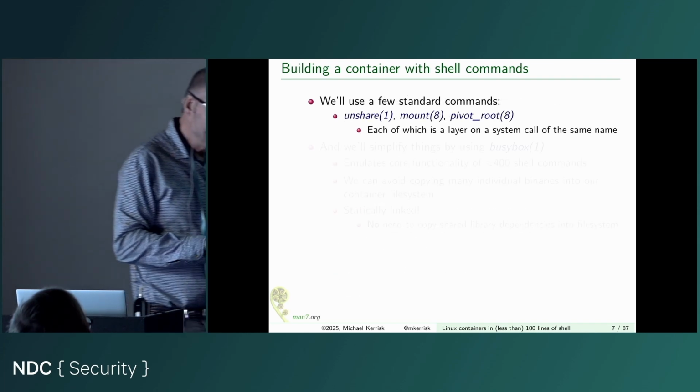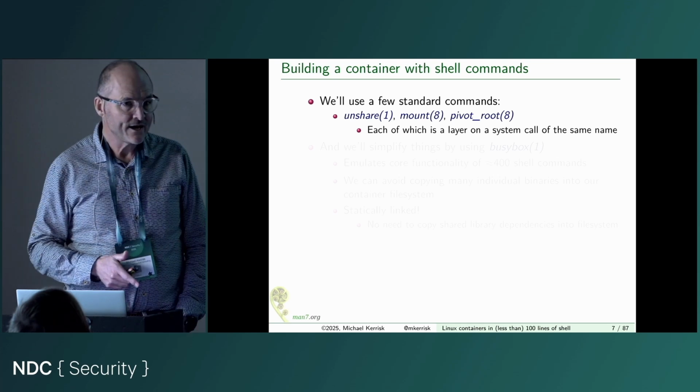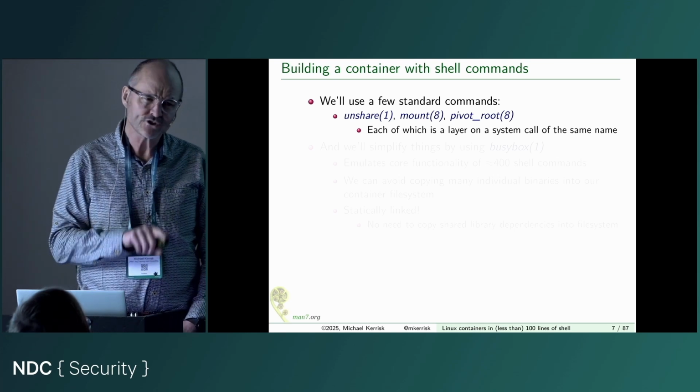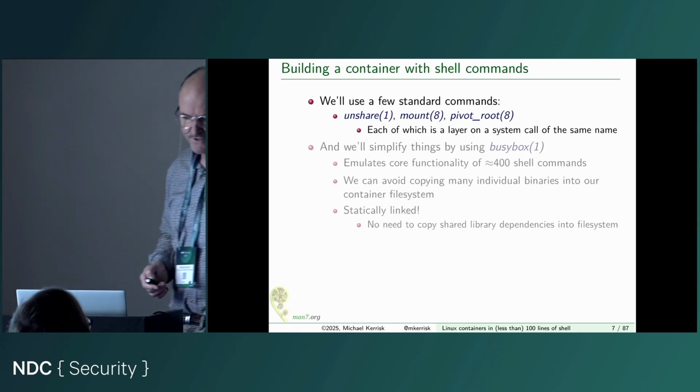The shell commands I'm going to use, aside from the standard commands that you'd know about every day, some less common commands that I want to use: unshare, the mount command, and the pivot_root command. All those commands are built on top of system calls that have exactly the same name. Basically, they tend to be pretty thin wrappers on top of the actual system calls.